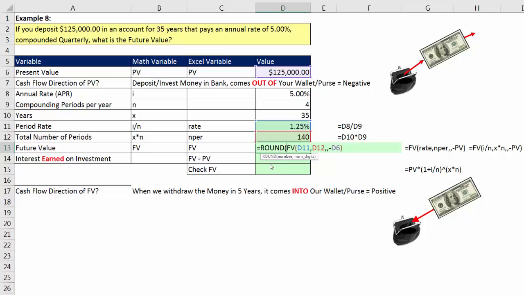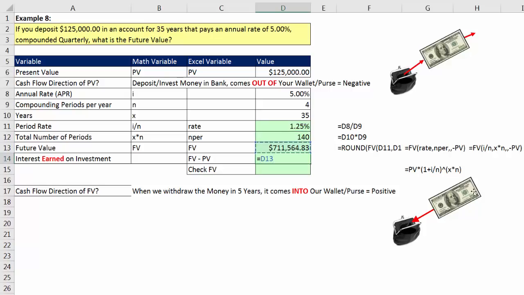Actually, if we round this, come to the end, comma 2, close parentheses. The variable that influences future value most significantly is not the amount. It's not the interest rate. It's not the compounding periods. It's the years. It's actually the combination. It's that right there. The more total number of compounding periods, the more the interest on interest can build up.